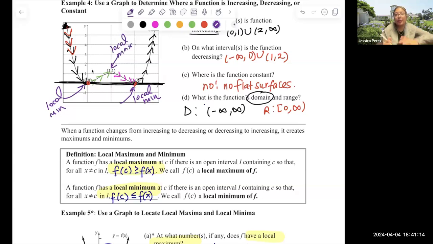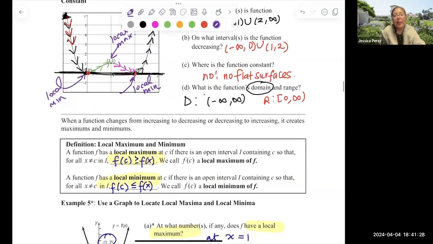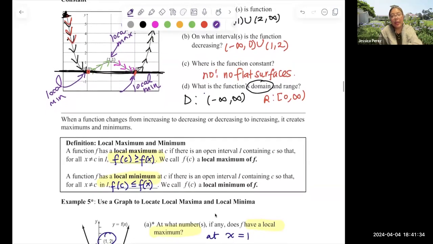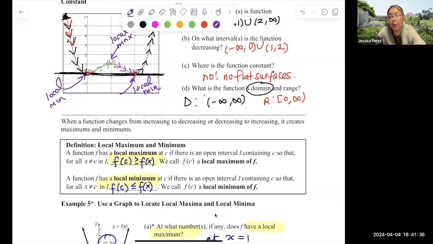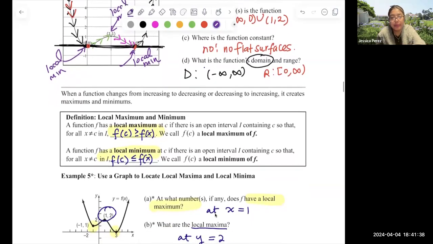Because that's the maximum point you can locate. That's why it's called local. It's within an interval, which is not the same as the whole graph. See how these are the lowest points and this one's the highest point? That is called the local max and the local min. We're going to use a graph to locate the local maximum and the local minimum. You can have more than one local maximum or local minimum.